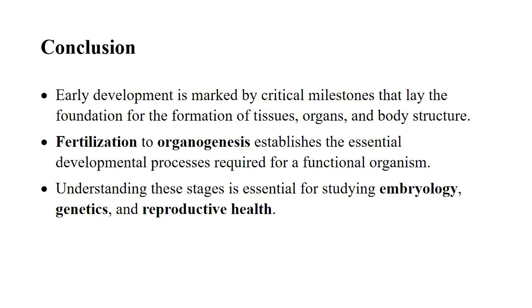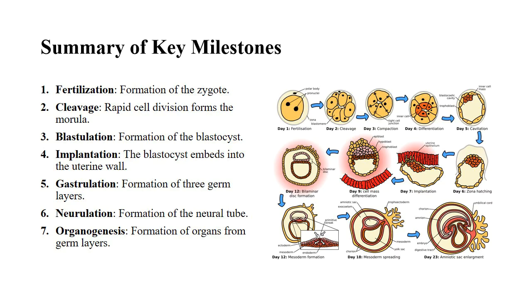10. Conclusion. Early milestones of embryogenesis. Embryogenesis progresses through a series of key milestones: fertilization and zygote formation. The union of sperm and egg forms the zygote. Cleavage. Rapid cell division produces a morula. Blastulation. Formation of the blastocyst.